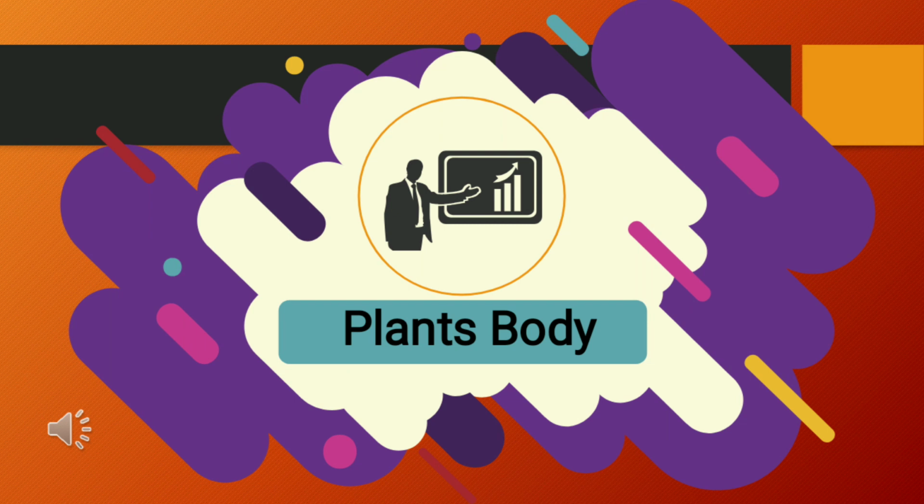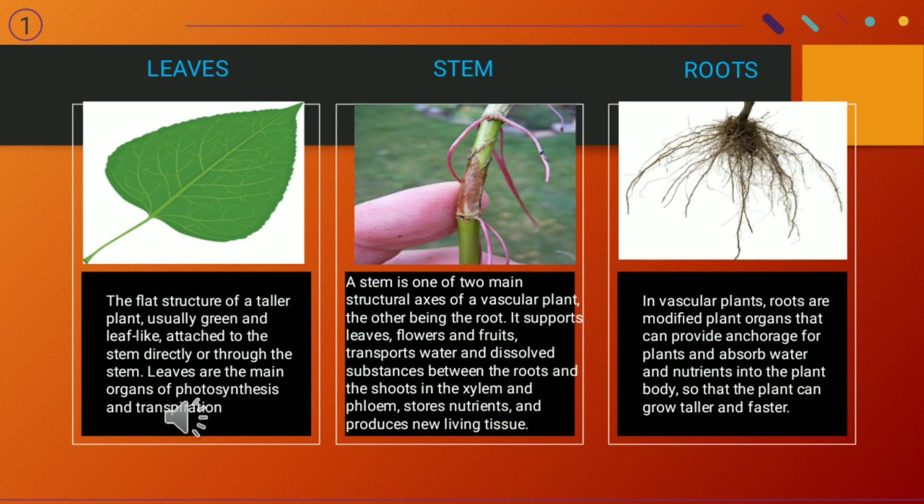Plant's body. Plant's body is individual cells grouped into tissues, which are aggregates of cells. Here are the three parts of a plant, which are leaves, stem, and roots. Leaf is a flat structure of a taller plant, usually green and leaf-like, attached to the stem directly or through the stem, and also leaf is the main organ of photosynthesis and transpiration.